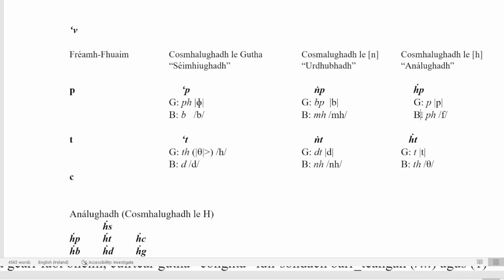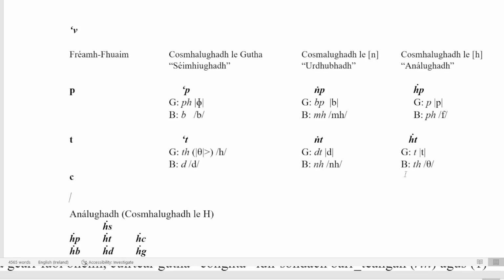because I'm by no means an expert on them, an aspirated P becomes an F, whereas it stays as B in Irish. Again, a softened T in Gaelic becomes an H, if you like, whereas a softened T in the British languages becomes a D. A nasalized D in Gaelic becomes D, whereas a nasalized T in British becomes NH, or at least in Welsh.